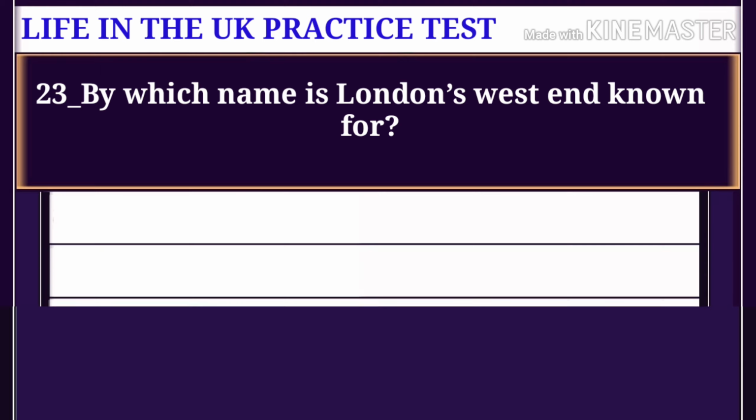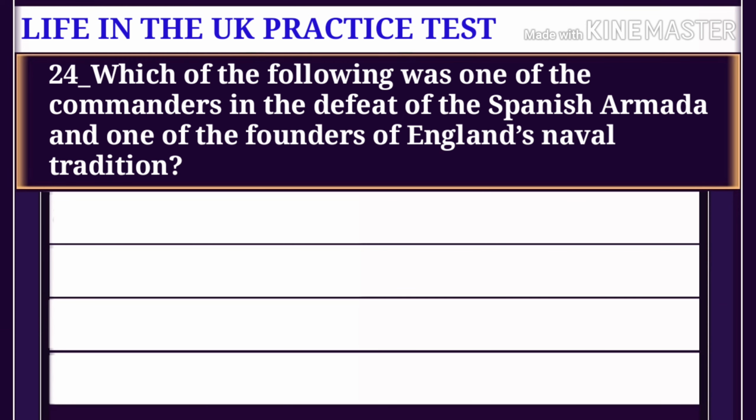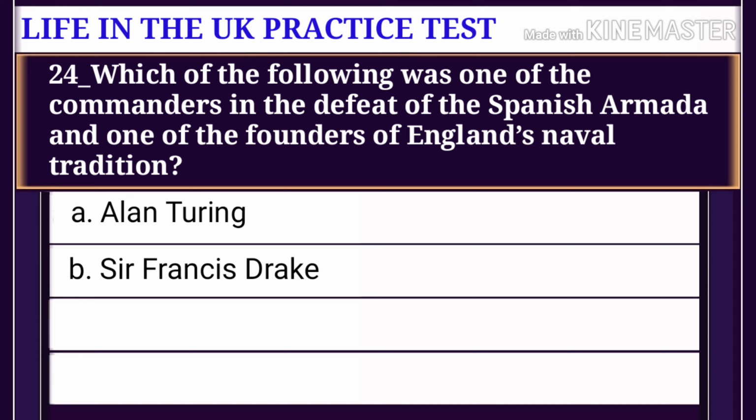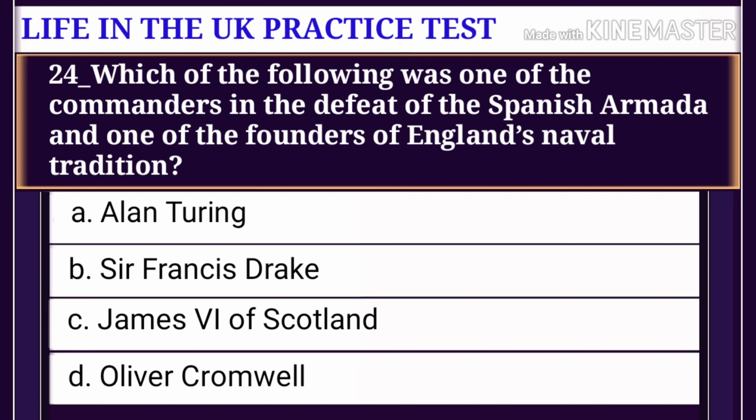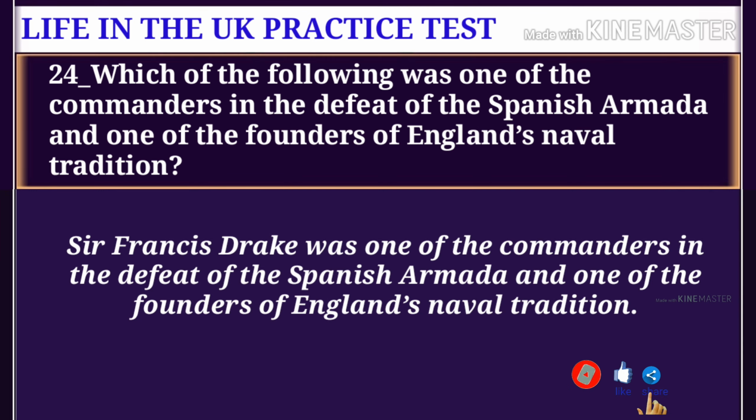Life in the UK practice test. Question 24 of 24. Which of the following was one of the commanders in the defeat of the Spanish Armada and one of the founders of England's naval tradition? A. Alan Turing. B. Sir Francis Drake. C. James VI of Scotland. D. Oliver Cromwell. The correct answer is B, Sir Francis Drake. Sir Francis Drake was one of the commanders in the defeat of the Spanish Armada and one of the founders of England's naval tradition.